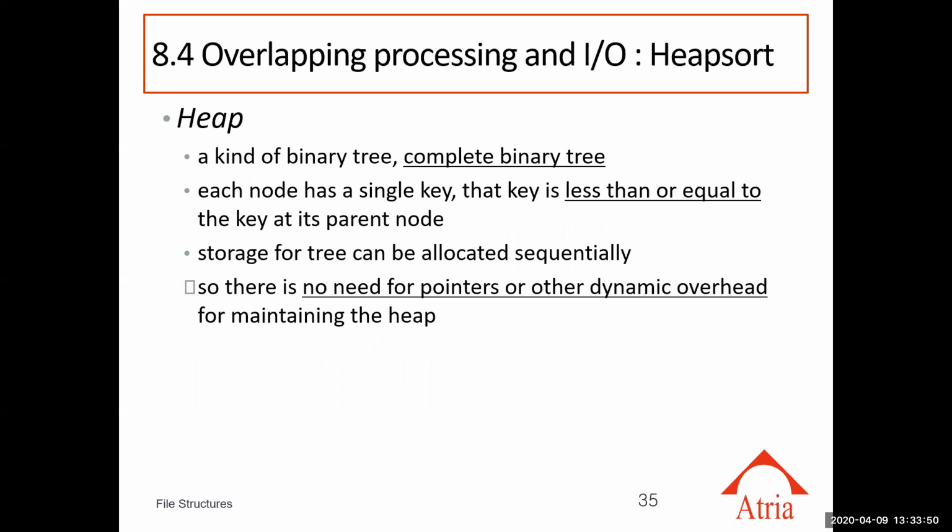A heap is a kind of binary tree, which is a complete binary tree. A binary tree is a tree having a root node where each node has exactly two child nodes. Complete binary tree means every node has its two child nodes available. Each node has a single key, and the key is less than or equal to the key of its child nodes. That means the parent node will be smaller and the child nodes will be larger.